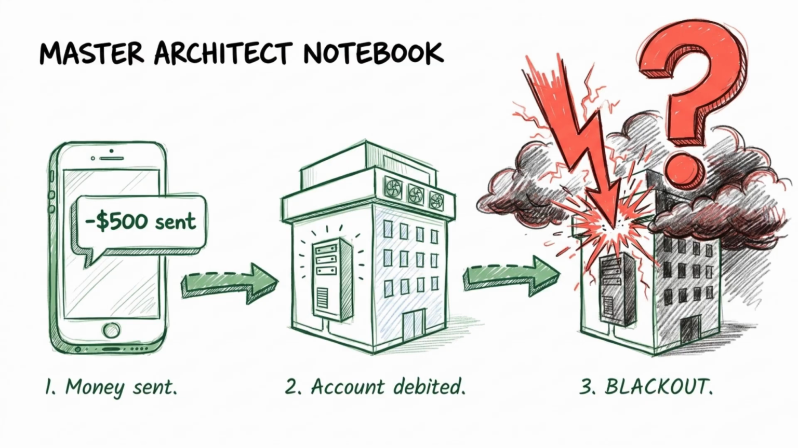The bank transfer nightmare. Let's start with a real scenario. You send $500 to a friend. Step 1, your account is debited. Step 2, the money is about to land in your friend's account. And then, complete system blackout. The database crashes at the worst possible moment. Now what? Where did your money go?